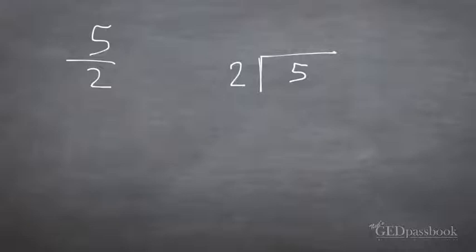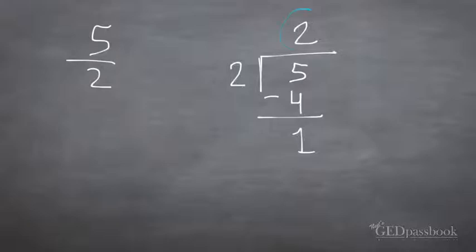Ask yourself, how many times does 2 go into 5? 2 can fit into 5 2 times without it going over. It obviously reaches 4. You then subtract. 5 minus 4 is 1. You stop there. You can continue on to get the decimal. But in terms of converting an improper fraction to a mixed number, you just stop right there.